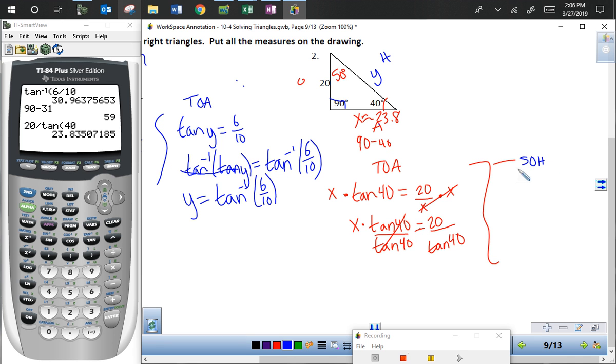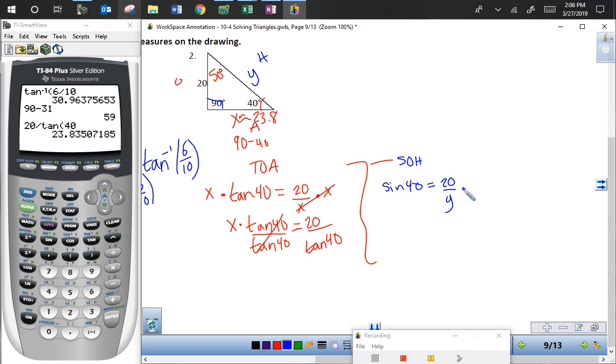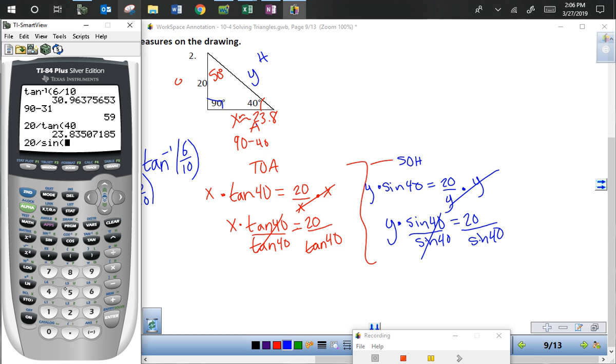So, S is for sine of the angle, which stays 40, just like over here with tangent, equals the opposite side, which was 20, over the hypotenuse, which was y. And we're doing the same process. We've got to get rid of that denominator, so multiply by y on both sides, and then we've got y times the sine of 40 equals 20. We divide by sine 40 to get rid of that. So 20 divided by sine 40 in our calculator, we've got 31.1.